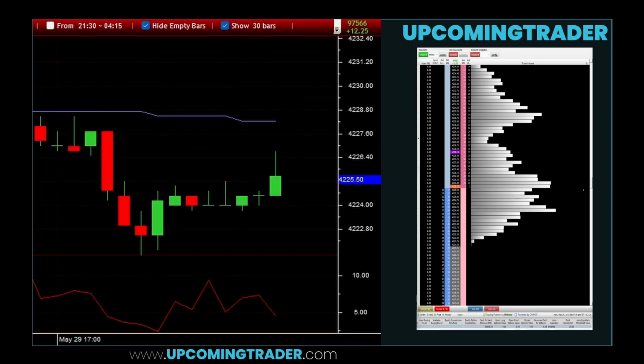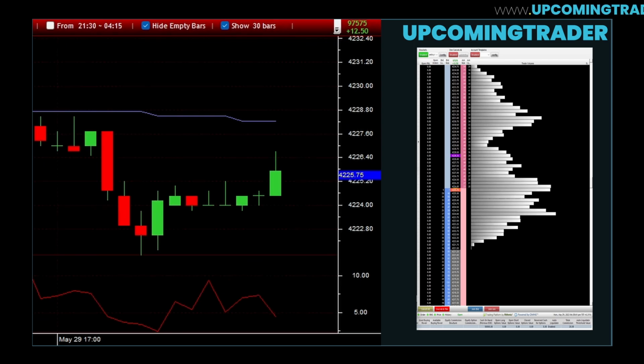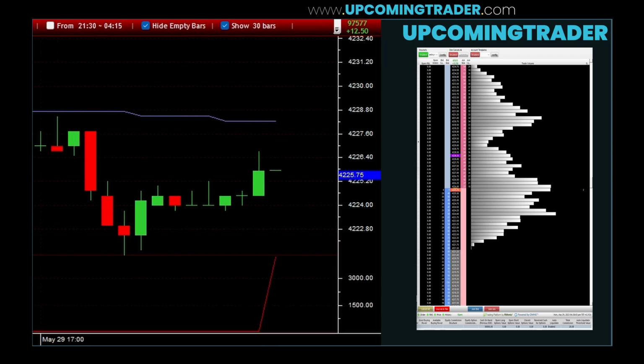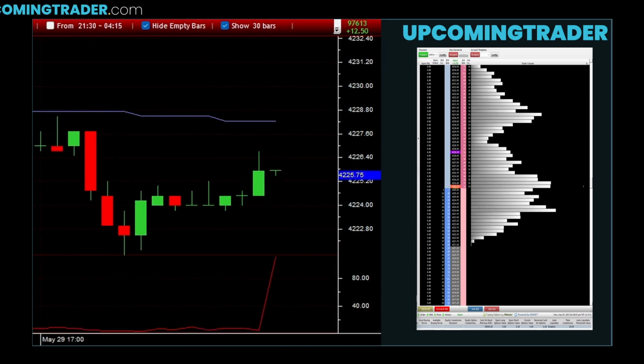Now, there is also something called an inverse head and shoulders pattern, and this one works the opposite way. Imagine the same shape, but upside down, with two troughs on either side of a deeper trough in the middle. Instead of the price going down, this pattern tells us that a downward trend might be reversing into an upward trend.